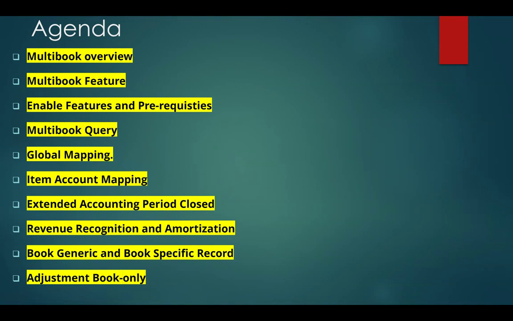Then we will go into mapping, which is a multi-book feature, then item account mapping, and then extended account. Also, we will see revenue recognition and amortization mapping, which helps to have multiple accounts as per the requirement. Then I will show you generic and book-specific reports that are available, and what their importance is. Then we will discuss the adjustment book as well.